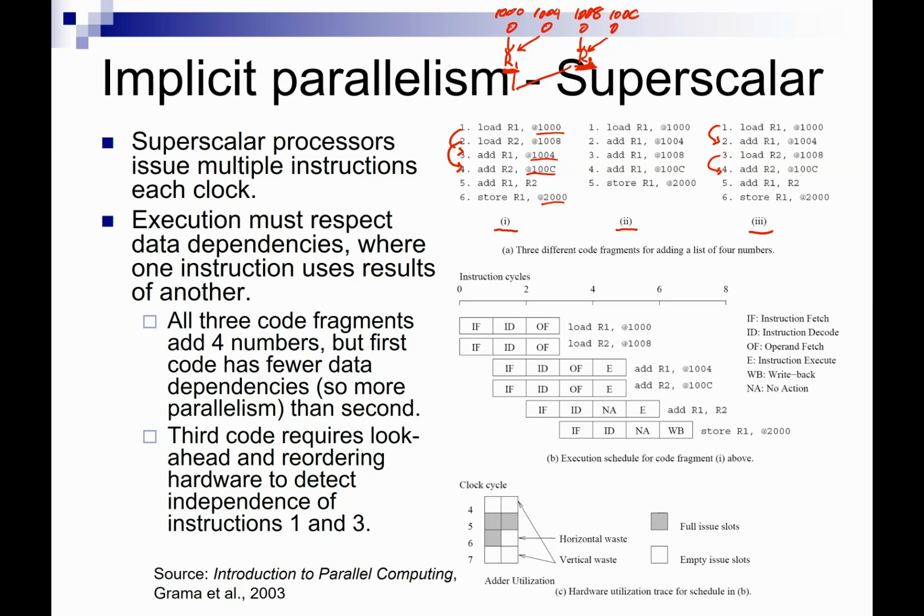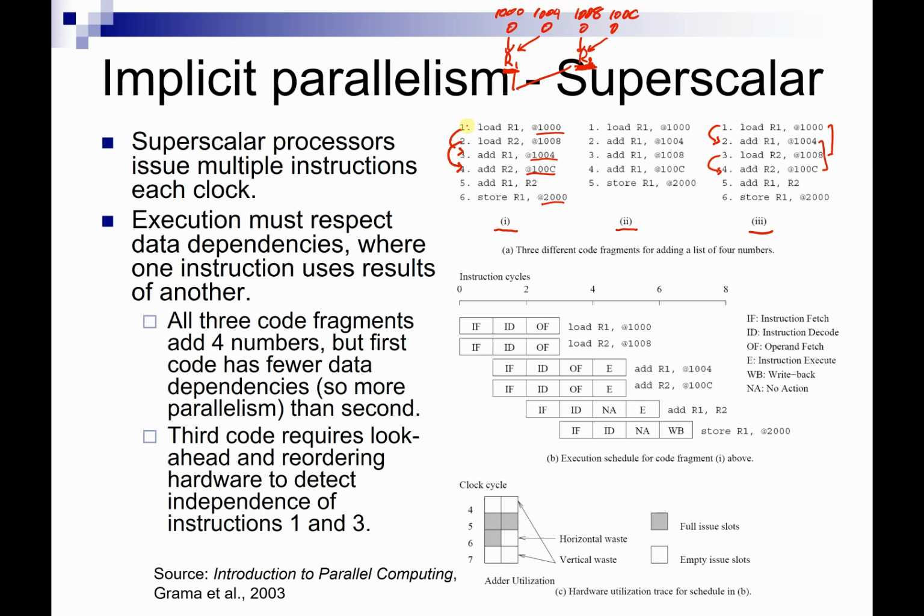However, when you execute the third piece of code, you notice that there is still no dependency between 1 and 3. And so you can execute 1 and 3 in parallel, and you can also execute 2 and 4 in parallel. So we still have parallelism in the third example. However, the parallelism in the third example is harder to find than the parallelism in the first example.